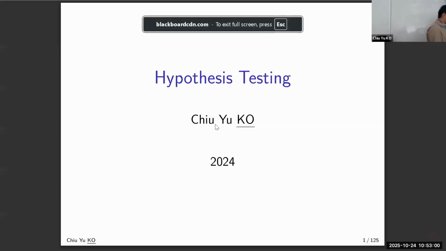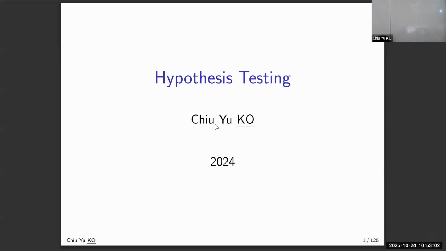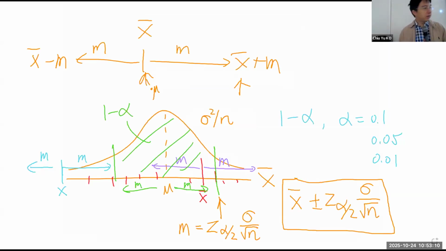Hypothesis testing. So since you are tired, let me draw some pictures to make it a little bit better. So remember what we are working on.